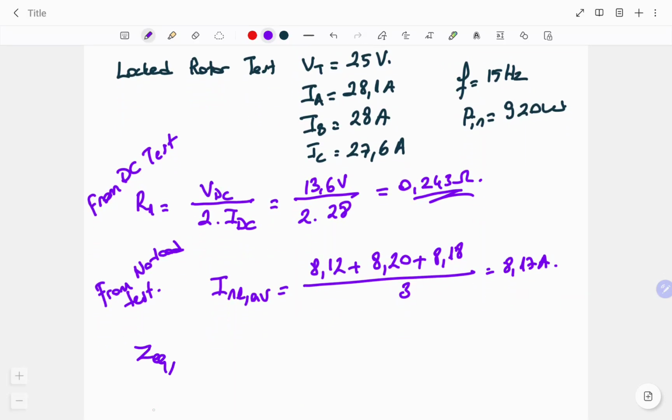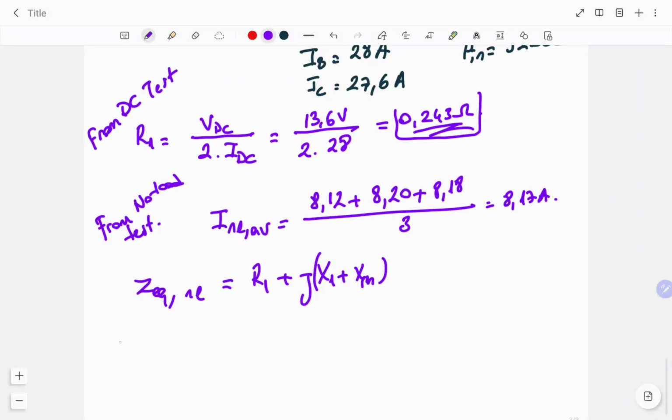And the equivalent impedance during the no-load test is, according to our analysis we discussed previously, R1, X1 and XM. When we check the R1 value, it is 0.200 something. Because of this, we can say that the equivalent no-load impedance magnitude will be nearly equal to X1 plus XM.